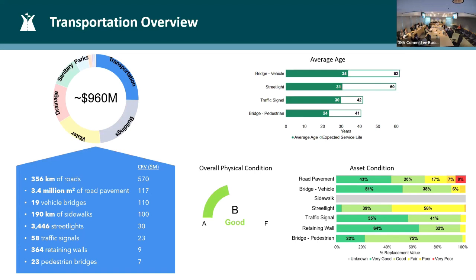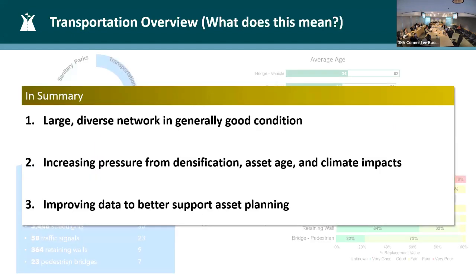There's a lot of information, there's a lot of data that goes into it. So for the purposes of this evening, each of these dashboards, Council, we've just provided you with 3 takeaways for each of the asset categories. So the first one is, overall our transportation system condition is rated as B, which is good.